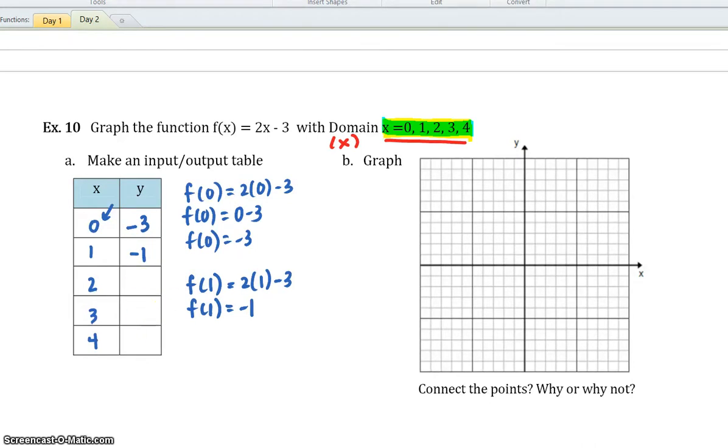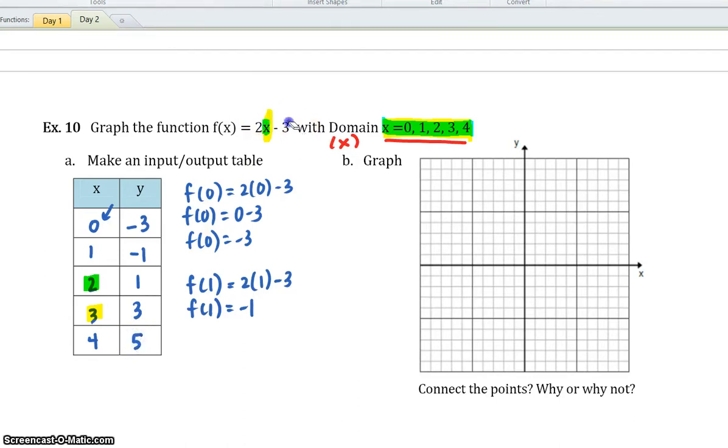Right, let's do the rest mentally. If I input 2 into my function, 2 times 2 is 4. 4 minus 3 is 1. If I input 3, 2 times 3 is 6. 6 minus 3 is 3. 4 times 2 is 8. 8 minus 3 is 5.